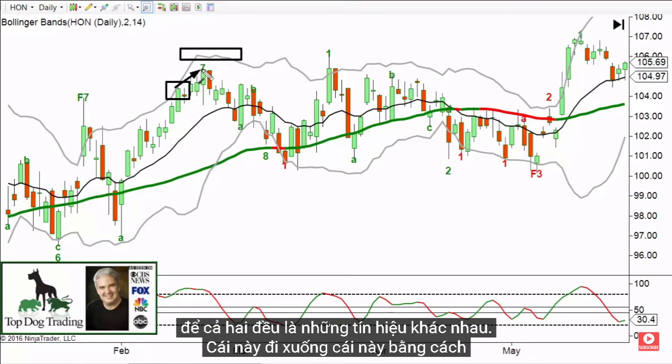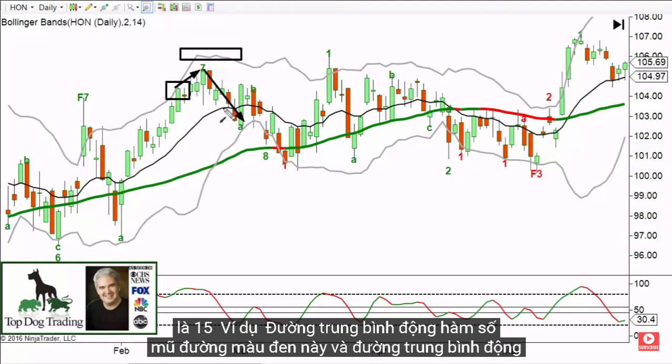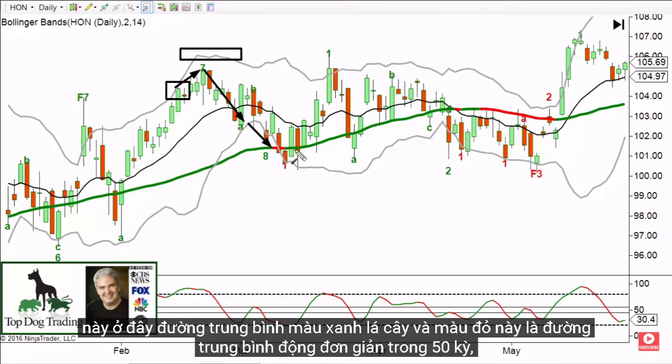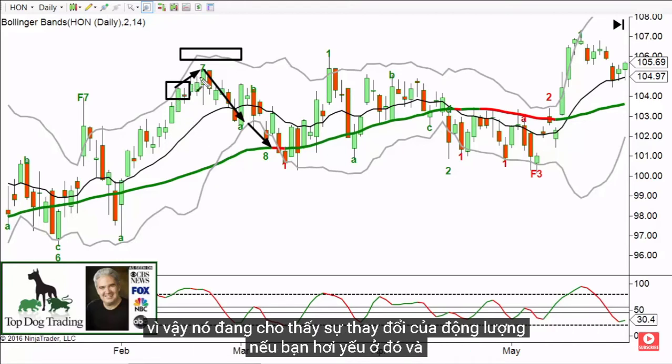So both of these are different signals. This one comes down. This, by the way, is the 15 exponential moving average, this black line. And this moving average here, this green and red one, that is the 50 period simple moving average. So it is showing a shift of momentum, if you will, a little weakness there.